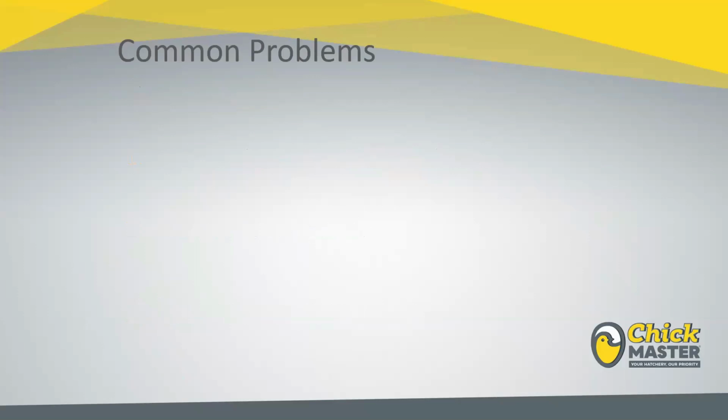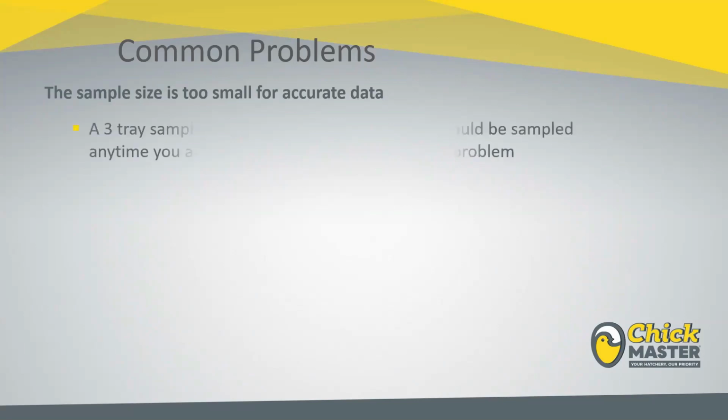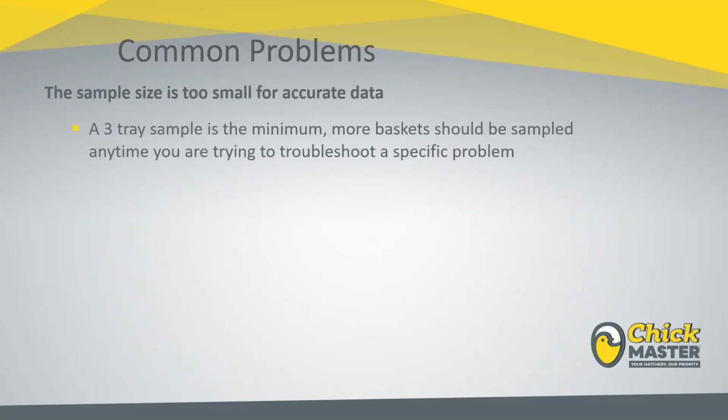So when we see some common problems, the sample size is too small for accurate data. This is generally probably the number one common problem with trying to develop a good residue breakout program. What we'll see is that hatcheries will just use maybe 1 or 2 trays, as opposed to looking at a minimum of a 3-tray sample.